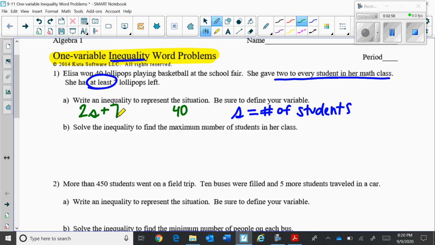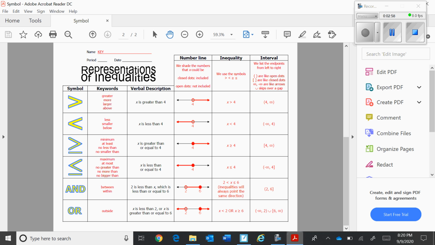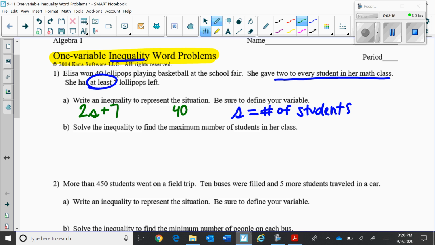Now, if we look back at our little graphic organizer here, our keyword of at least falls into the greater than or equal to category. So finding it down at the bottom, the third row area. So having at least 7 left is going to be greater than or equal to our 40, which is how many she had total.